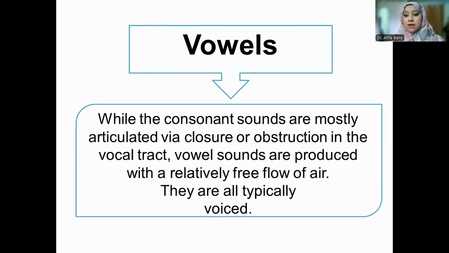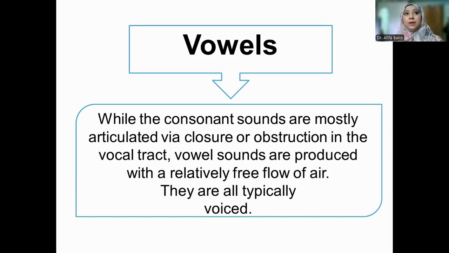While consonant sounds are mostly articulated via closure or obstruction in the vocal tract, vowel sounds are produced with a relatively free flow of air. They are typically all voiced. When we pronounce consonant sounds, we notice closure or obstruction in the vocal tract. But when we pronounce vowel sounds, there is no such obstruction and no closure, and with the free flow of air, all the vowel sounds are produced.